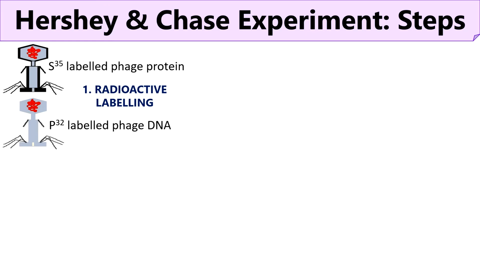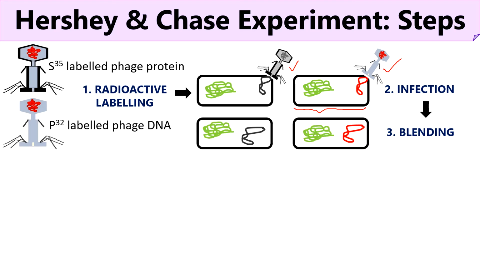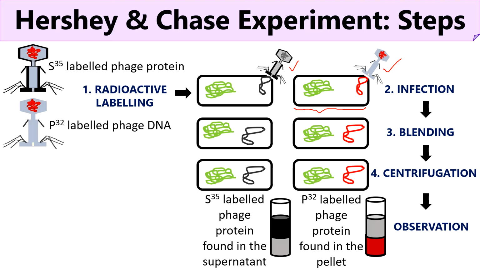After radioactive labeling of the T2 bacteriophage, Hershey and Chase allowed the radioactively labeled phage protein and radioactively labeled phage DNA to infect the E. coli cells. Then they agitated the mixture in a blender to form a suspension of viral and bacterial components. After that, Hershey and Chase centrifuged the mixture and obtained two fractions in a solution. The heavy bacterial cells were deposited as pellets and the viral coat proteins were found in the supernatant.